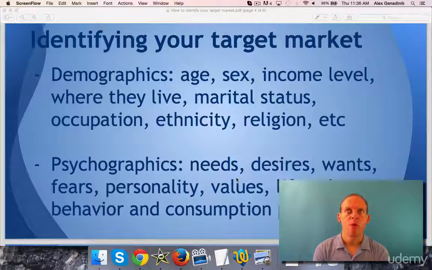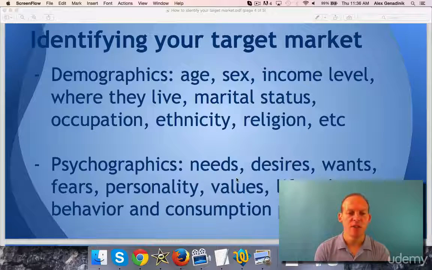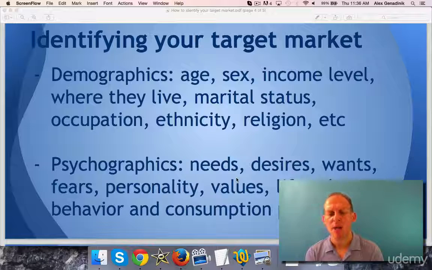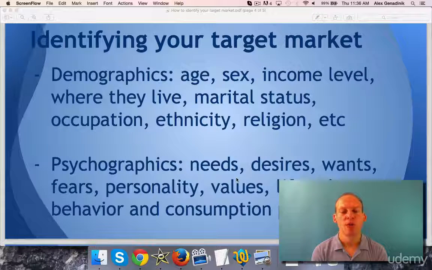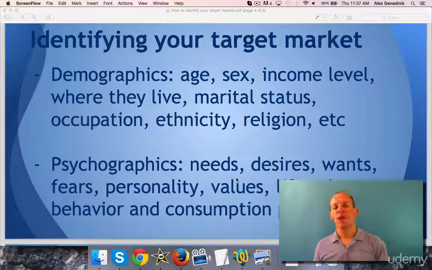But the more complicated things to figure out are the psychographics. What are the person's needs, desires? What do they really want? What are their fears? What is their personality like? What do they value? What's their lifestyle like? And how do they like to consume the product that you are selling to them? Right? What is their current preferred way of solving the need that your product solves?